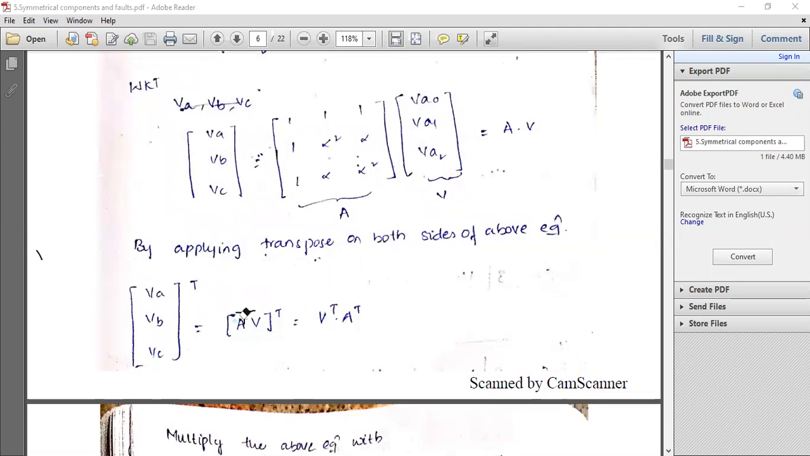Now you see here. According to the rules of matrices, AV whole transpose should not be equal to A transpose into V transpose. This is equal to V transpose into A transpose. In order to understand this point, you must have some information regarding matrices. So AB whole transpose is equal to B transpose into A transpose. You can write it like that. Now, if you write V transpose here, what is V here?